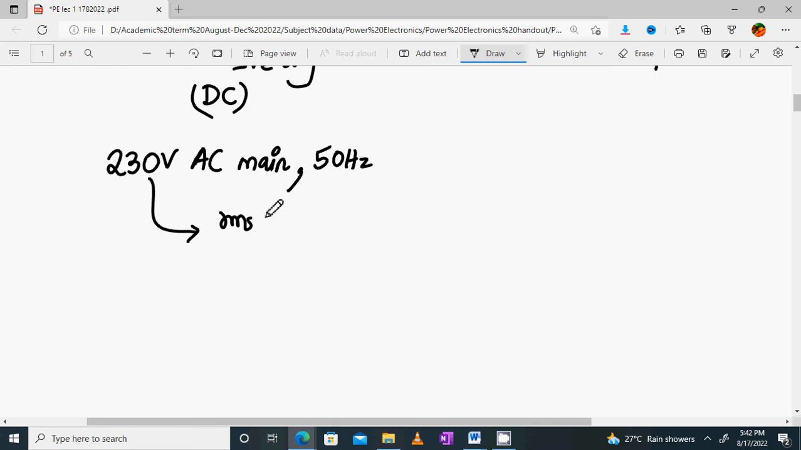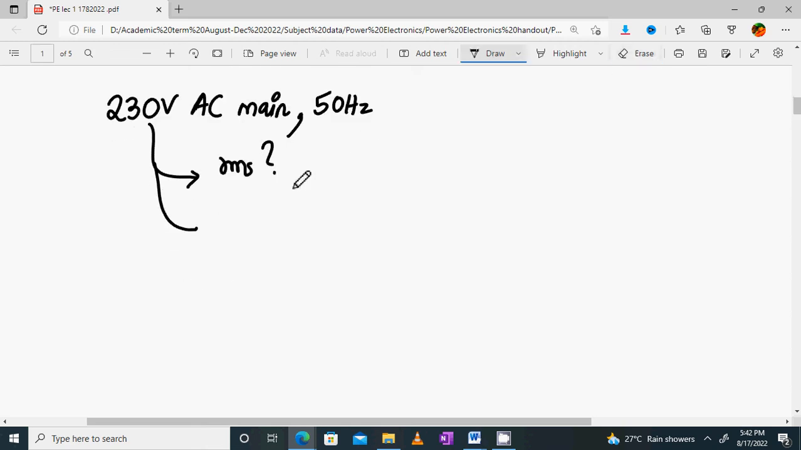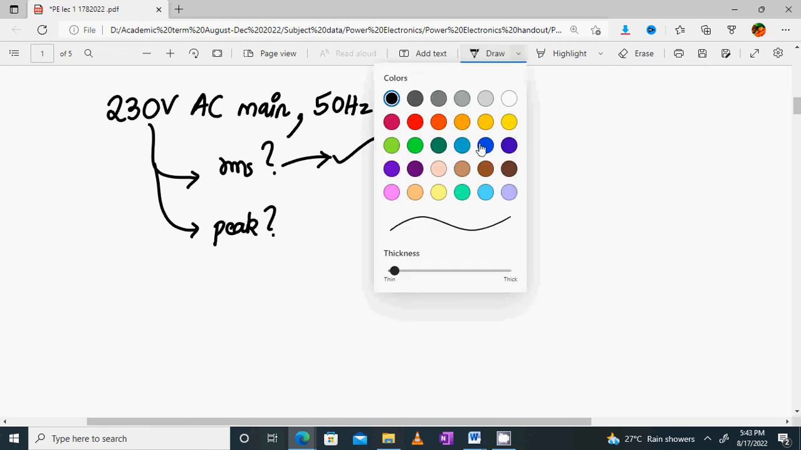Let's consider 230 volts AC mains. All the sockets at your home, which run the home appliances, are 230 volt AC mains signal, and it's 50 hertz. Now the question is, is this an RMS value or a peak value? Is this RMS or peak? Yes, it's RMS. This is correct. It is the 230 volt AC mains 50 hertz RMS value. It's always an RMS value.